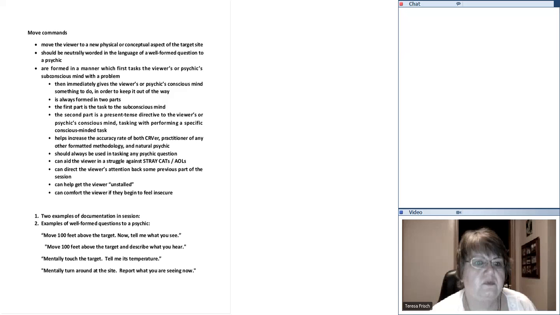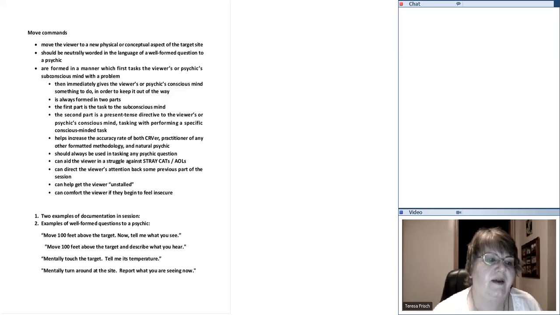So we're going to have some examples now, and there are 2 examples of documentation in session, which you're going to see a lot of examples with various cues and move commands, and you're going to see one in a matrix that I just threw together really quickly. And then you're going to see examples of well-formed questions to a psychic. And once I go through these, I'll turn this over to you, Lynn, and let you do your excellent job with improv teaching, which is what happens when you live, eat, and breathe something for about 25 years.